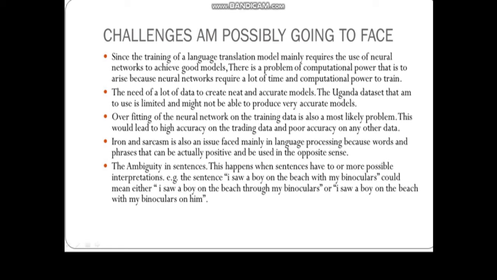Also, the ambiguity in sentences. This happens when sentences have many possible interpretations. For example, you have a sentence, "I saw a boy on the beach with my binoculars." It could either mean I saw a boy on the beach through my binoculars, or I saw a boy on the beach with my binoculars on him.